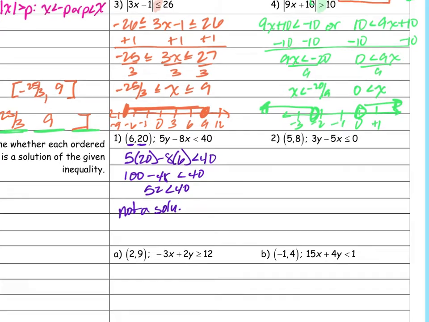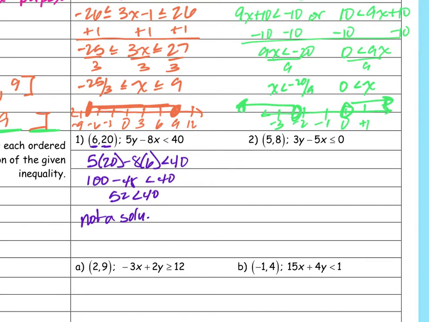Okay, so for the second one, same thing. Just remember that the first number's x, the second number's y, so make sure you're putting them in the correct places. So 3 times 8 minus 5 times 5 has got to be less than or equal to 0. So 24 minus 25 is less than or equal to 0. Negative 1 is less than or equal to 0. Yes, this is a solution. Right? That's all we're doing.